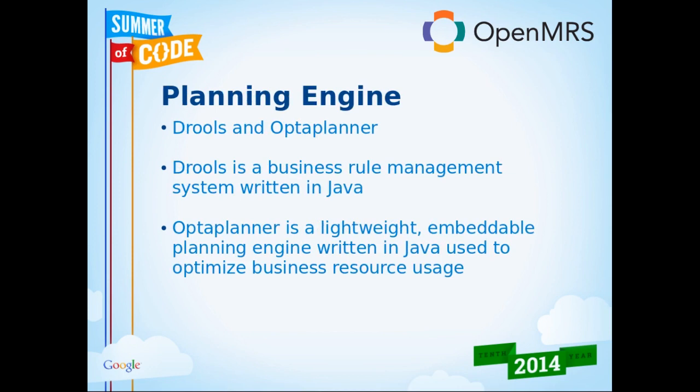To the planning engine, I've already mentioned that I used OptiPlanner as the automatic scheduler, and it works well with Drools, which is a rule management system written in Java, and OptiPlanner is the actual planning engine that uses the rules that are defined in the rules language.